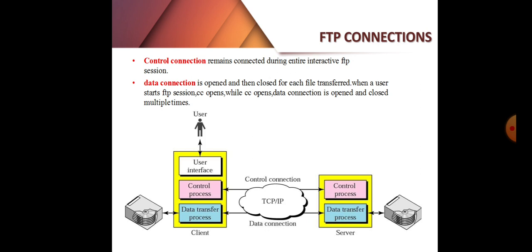Moving to the connection setup, in FTP two types of connections are set up between the two machines which are willing to exchange files. One is called the control connection and the other is called the data connection. The control connection stays open until the entire session is completed, and the data connection opens as well as closes for every data transfer that is performed between client and server.